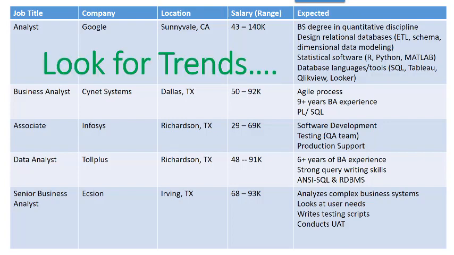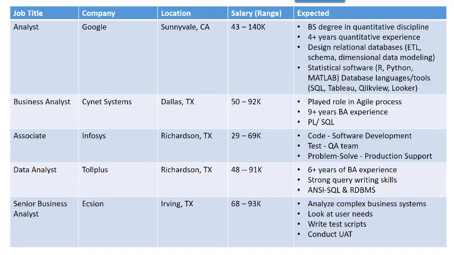Well, look for trends. So let's compare. We have Google, which is a big company, better known than any of these other companies, and it's in California, whereas the other 4 companies are in Texas. So this is not really a great comparison if I desperately want to go to California. I don't have a good sense of what's going on here.